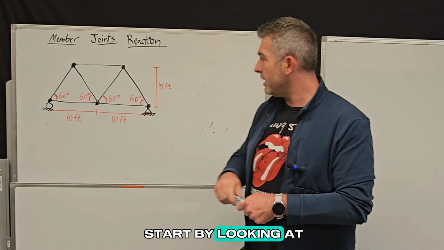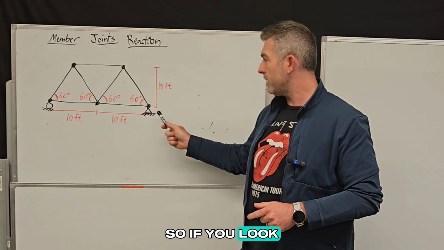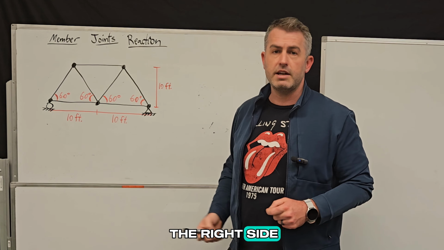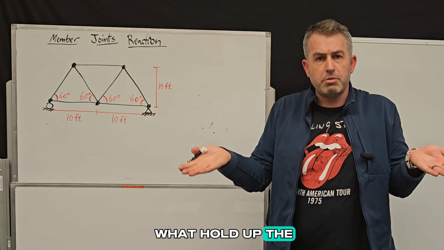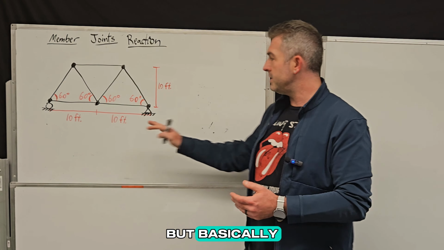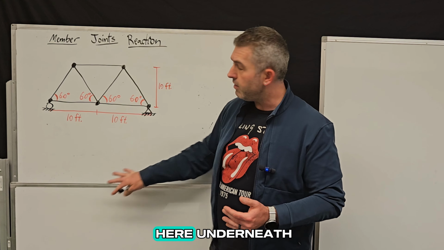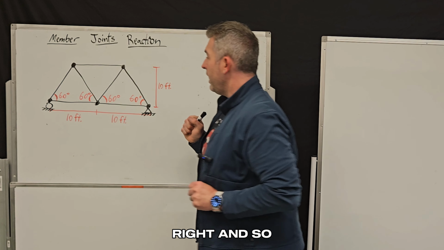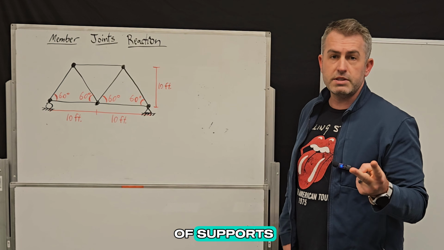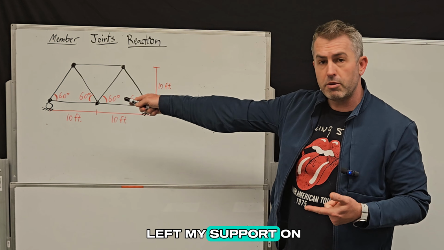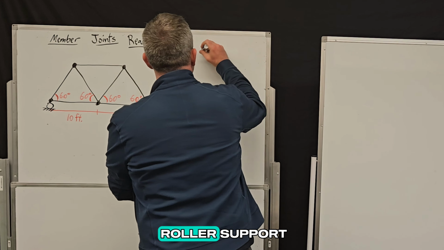So let's start by looking at the supports. So if you look at my bridge, there's a support over on the left side and a support on the right side. And the supports are what hold up the bridge, right? It could be sitting on a column, it could be sitting on something, but basically if this is all water in the span here underneath, then maybe it's supported on the edges where land is, right? And so there's really 2 types of supports that I'm going to talk about in today's lesson. And so on the left, my support on that side is what's called a roller support.